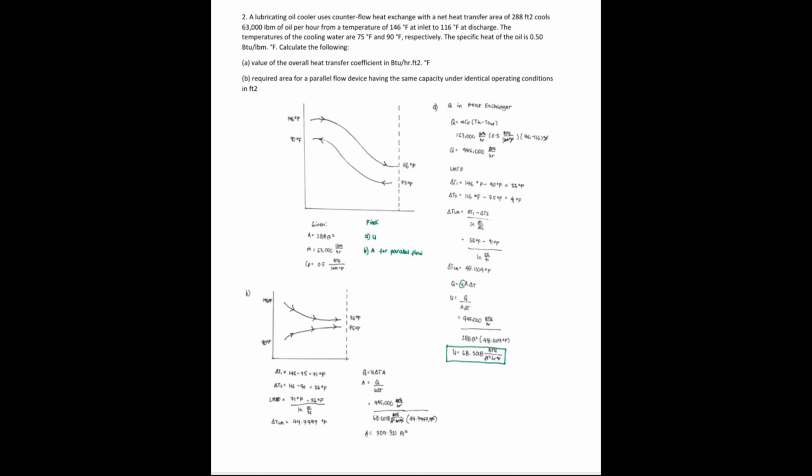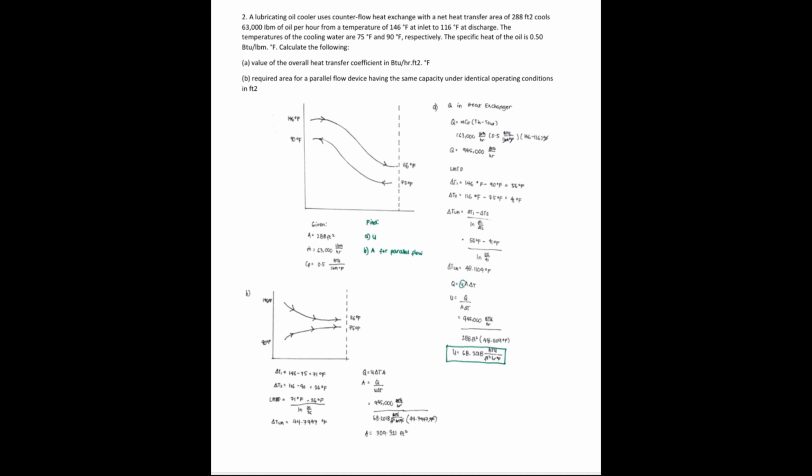So calculate the following. A. The value of overall heat transfer coefficient in BTU per hour feet squared degree Fahrenheit. And B. The required area for parallel flow device having the same capacity under identical operating conditions in feet squared.